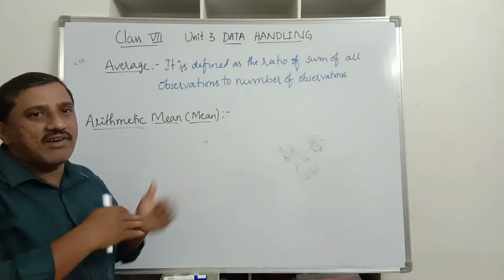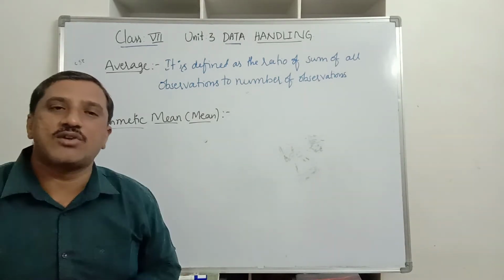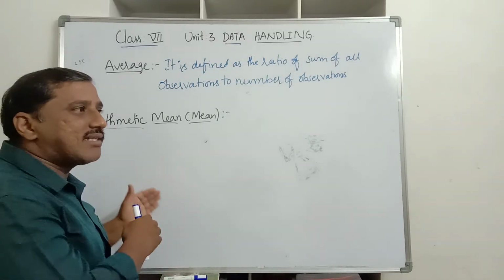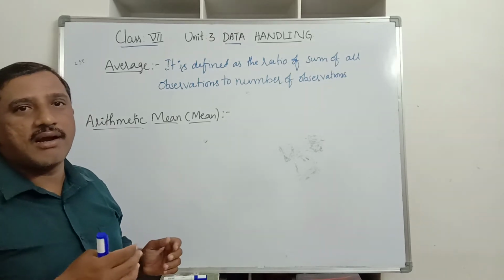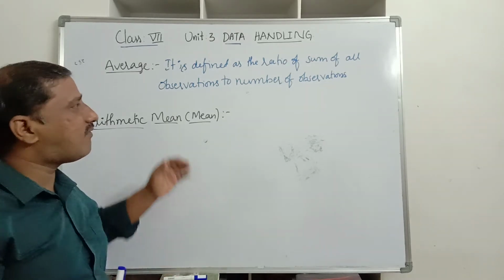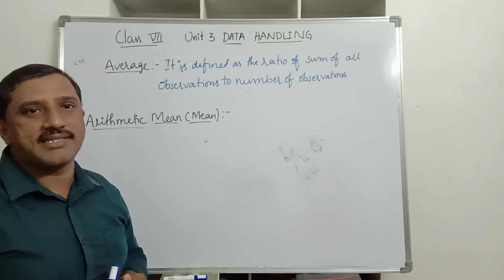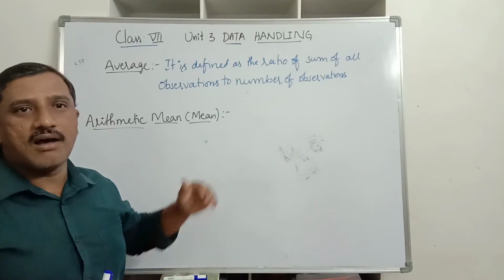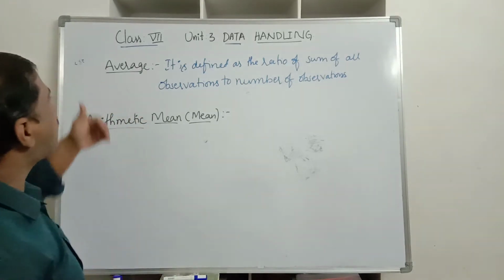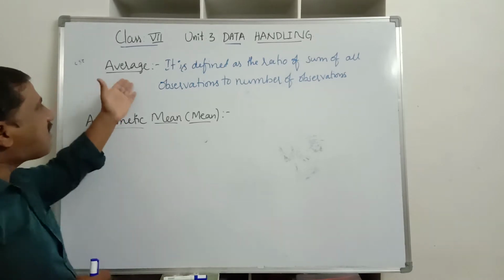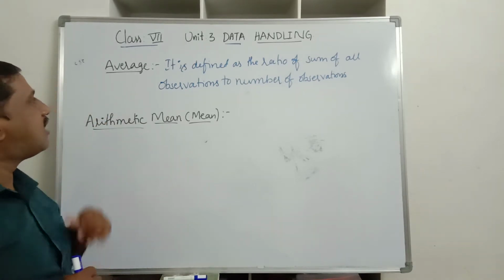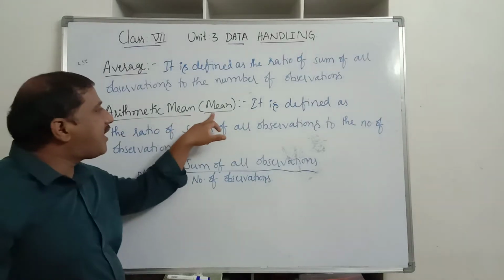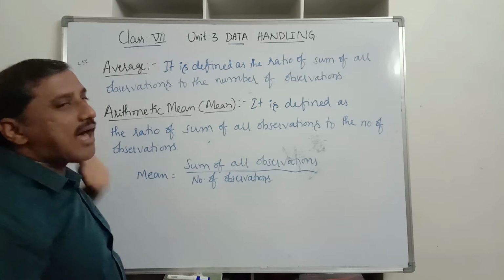So if I say generally where we use this average: average marks scored by class 7 students in a class test, or the average runs scored by a cricket player in the last 10 one day matches, ODIs, or the average rainfall of a place in a month. So in such cases we are using the word average. So average is defined as the ratio of sum of all observations to the number of observations. Now arithmetic mean, I said, it is also known as average.